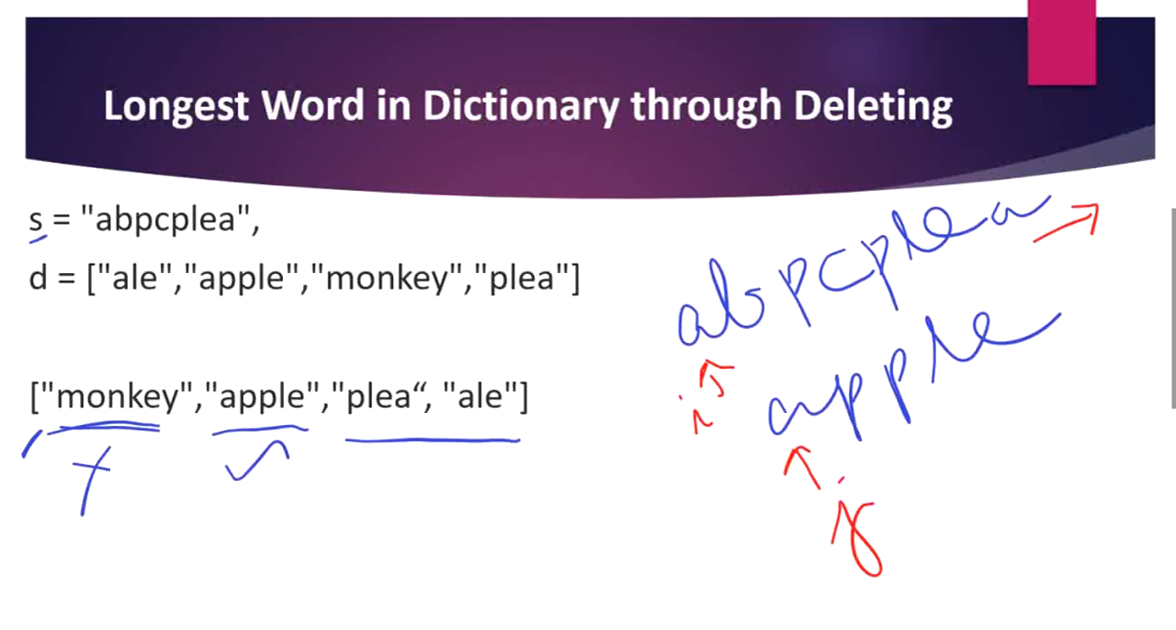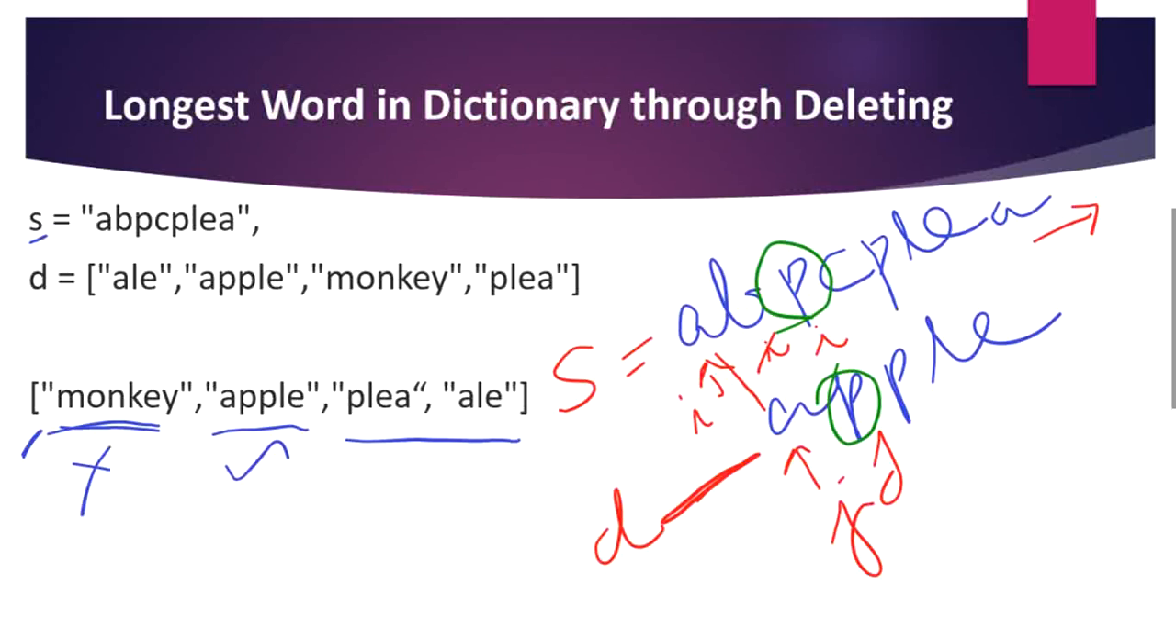So A and A match. So in this case both i moves and j moves to the next character. Here B and P don't match. So we are just moving i to the next character but not j. j is going to stick here because we are checking whether we can form this string from d from this string s. So here P and P match.